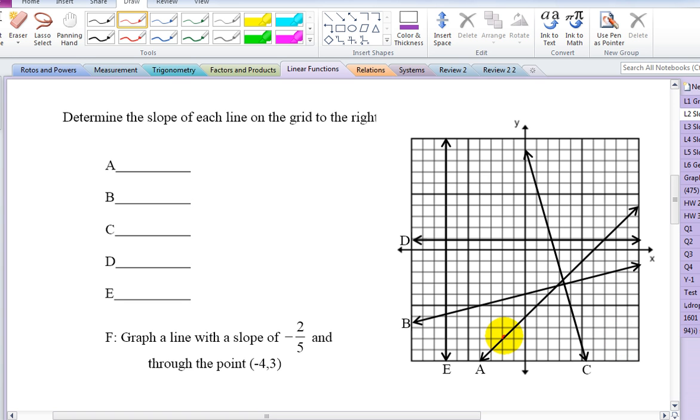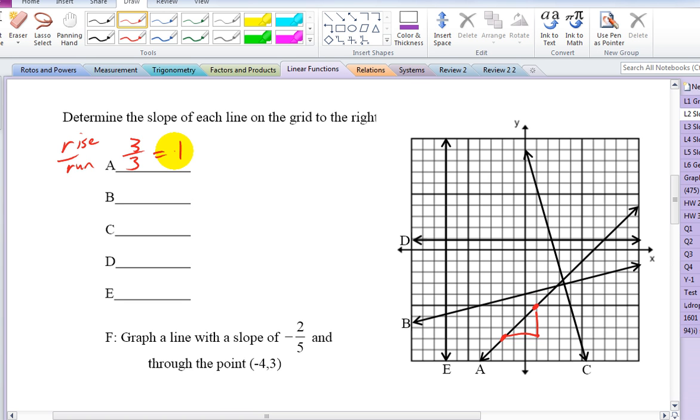So for line A, find some points on the grid. Count your run, count your rise. Go. So for me, I got 3 over 3. Remember, it's always rise over run. And that equals what? 1. So you might have got 2 over 2, 1 over 1, or 6 over 6. That's fine. It always equals 1 as a final answer.